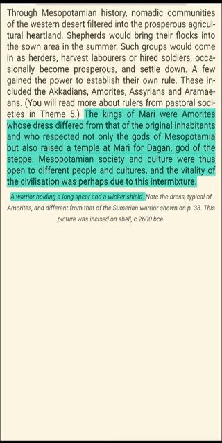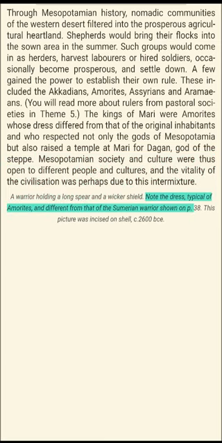The kings of Mari were Amorites, whose dress differed from that of the original inhabitants, and who respected not only the gods of Mesopotamia but also raised a temple at Mari for Dagon, god of the steppe. Mesopotamian society and culture were thus open to different people and cultures, and the vitality of the civilization was perhaps due to this intermixture. A warrior holding a long spear and a wicker shield. Note the dress, typical of Amorites, and different from that of the Sumerian warrior shown on p. 38. This picture was incised on shell, c. 2600 BCE.